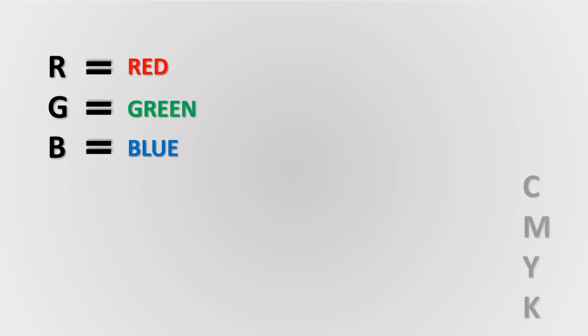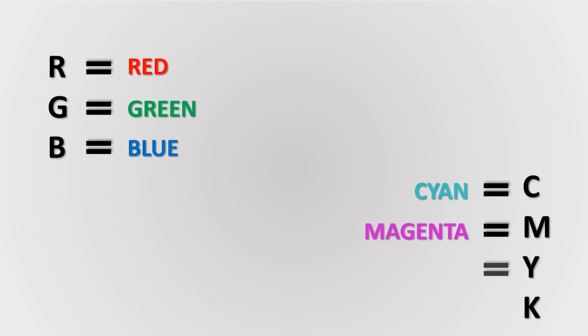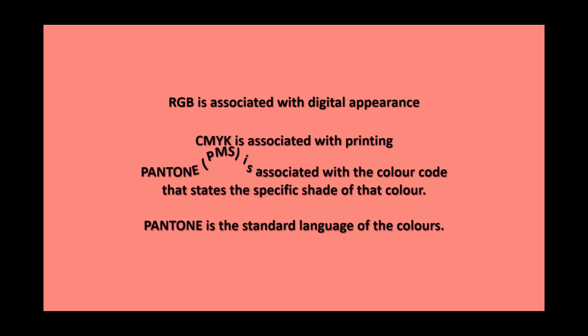Now let's study about color modes. There are two major color modes, RGB and CMYK. R stands for red, G stands for green and B stands for blue. C stands for cyan, M for magenta, Y for yellow and K for black. RGB is associated with digital appearance. CMYK is associated with printing. Pantone PMS is associated with a color code that states the specific shade of that color. People often get confused between RGB, CMYK and Pantone.